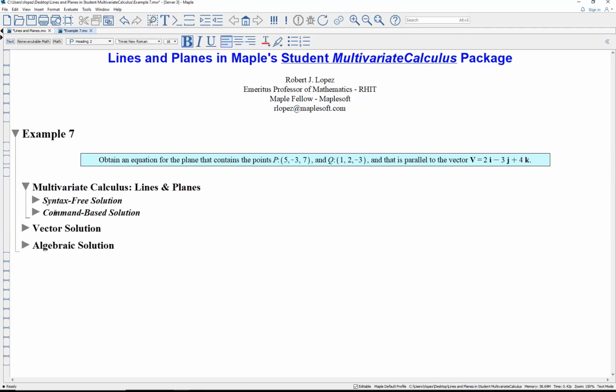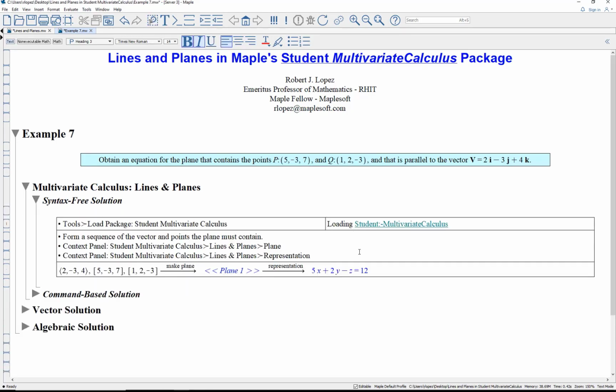Using the tools of multivariate calculus, lines and planes, a syntax-free solution, install the package. Now write a sequence. This is the direction vector, V. These are the 2 points, P and Q.